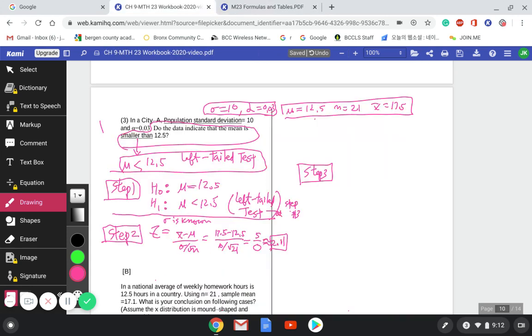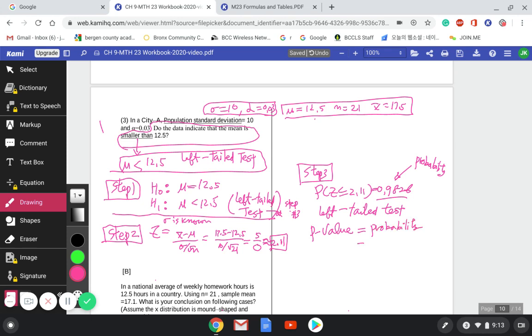So now going back to the original, the probability of z less than or equal to 2.11 is 0.9826. Okay, so you got the probability. Now, if you use the left tail test, the p-value equals the probability. So the p-value becomes 0.9826.